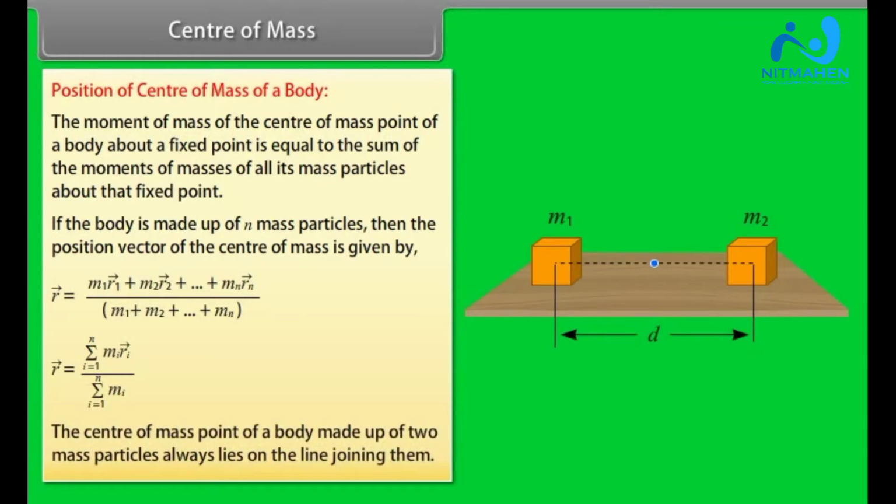The center of mass point of a body made up of two mass particles always lies on the line joining them.